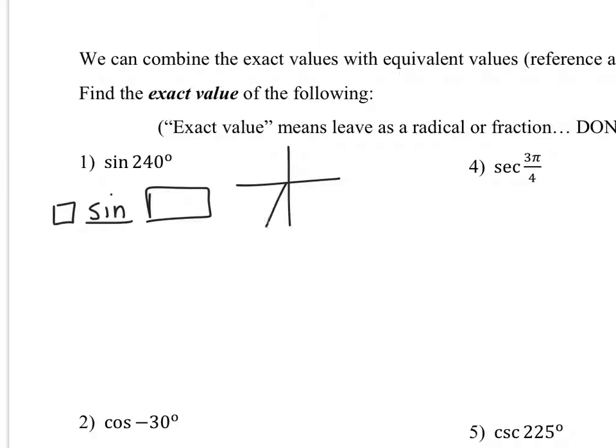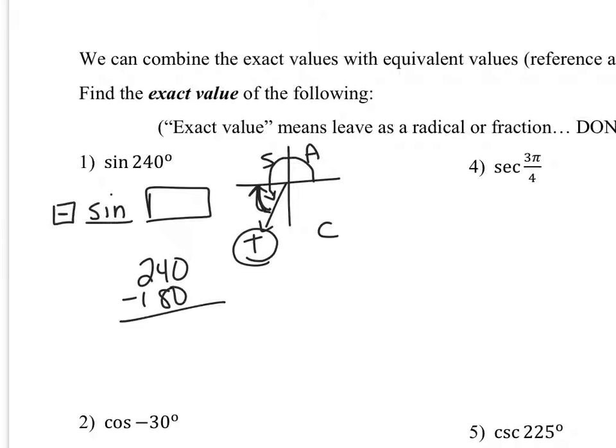So where is 240? Well, 240 is somewhere in this quadrant. So ASTC, tangent is the only thing that's positive, so sine must be negative. 240, what is the reference angle here? If this is a whole angle 240, I only want this little section. I need to cut out the 180. So it's negative the sine of 60. If you look on the other side of this paper, negative the sine of 60 would be radical 3 over 2.